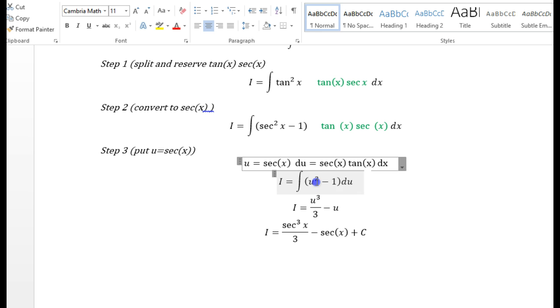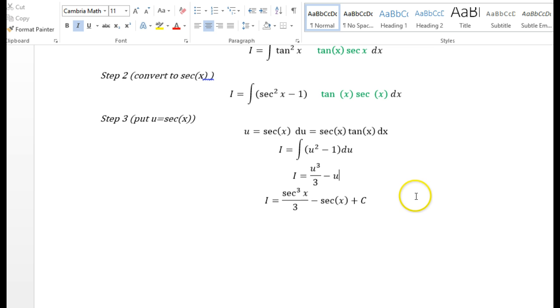So the integral of u squared, of course we can use the power rule, and you get u cubed over 3 minus, what's the integral of 1? The integral of 1 is just u. So we are now done with the integration, right? So we have I is equal to u cubed over 3 minus u. The final step is to actually plug back for u, but we know that u is equal to secant x, so it will be secant cubed x over 3 minus secant x.